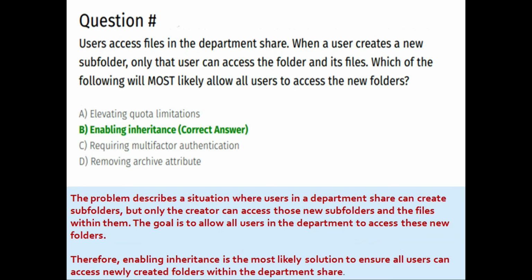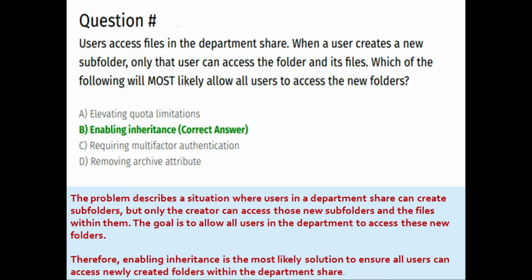And the next question is, users access files in the department share. When a user creates a new subfolder, only that user can access the folder and its files. Which of the following will most likely allow users to access the new folders? Option A is elevating quota limitations. Next option is enabling inheritance. Third option is requiring multi-factor authentication. And last option is removing archive attribute. And the correct answer is option B, enabling inheritance.